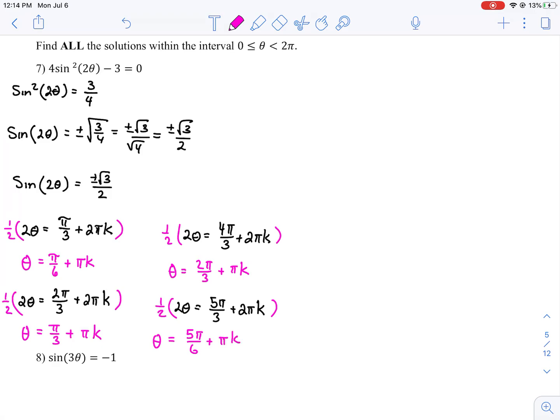Okay, so now that we have all of the equations for theta, I'm going to come over here. Since k is an integer, I'm going to let k equal 0. And when k is equal to 0, you have 4 solutions. You have theta is equal to pi sixths, pi thirds, 2 pi thirds, and 5 pi sixths.